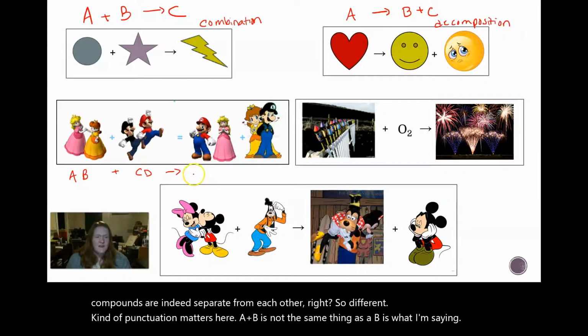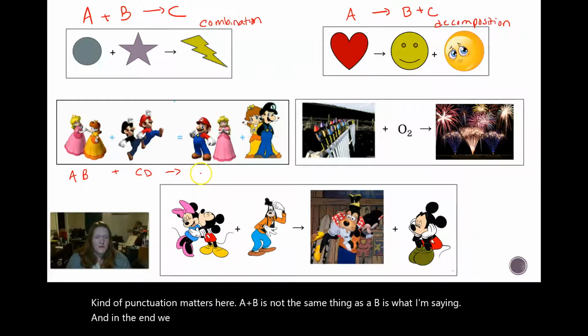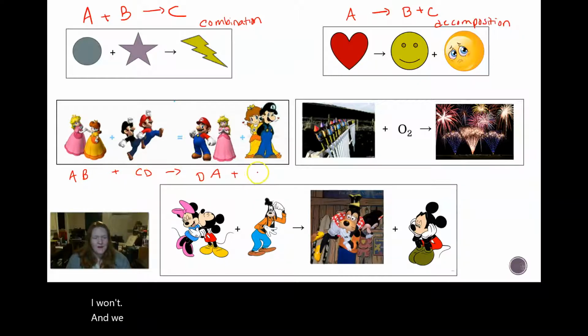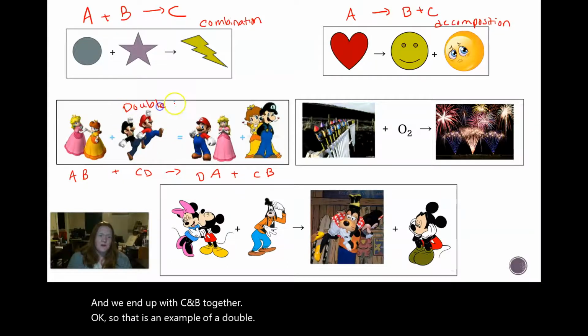And in the end, we end up with, let's see, D and A together. Should have just said Mario, and yeah, but I won't. And we end up with C and B together. Okay, so that is an example of a double replacement reaction, because essentially the cations in each reaction, so the first letters, are going to switch places.